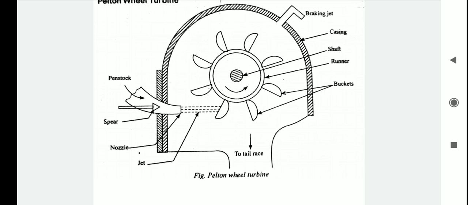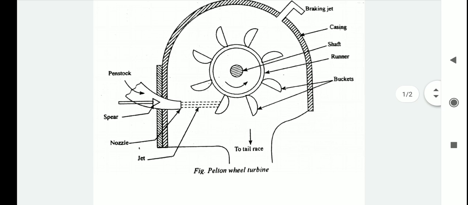The last one is overall efficiency. It is the ratio of shaft output power by the turbine to the water power available at the inlet of the turbine, that is shaft power output to water power inlet. It is given by SP divided by rho Q g H. The overall efficiency is equal to hydraulic efficiency into volumetric efficiency into mechanical efficiency.